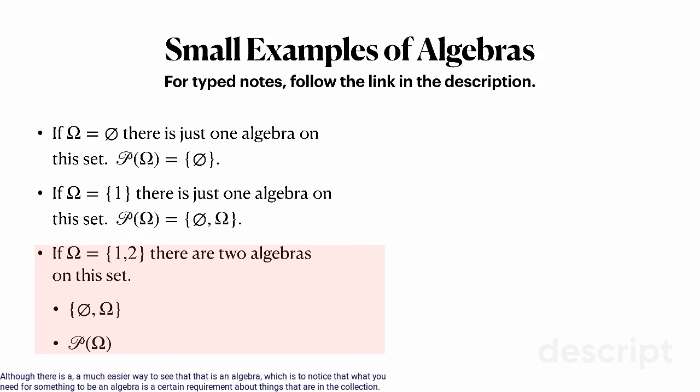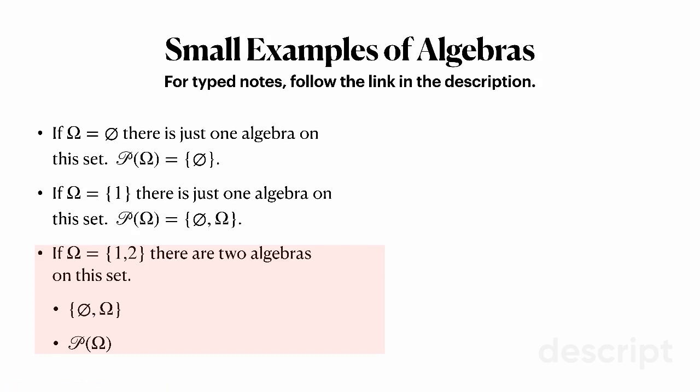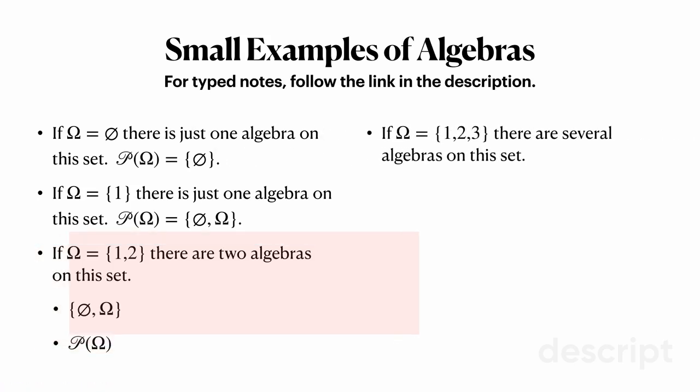Although there is a much easier way to see that that is an algebra, which is to notice that what you need for something to be an algebra is a certain requirement about things that are in the collection. Well, the power set has everything. So trivially, is it going to contain omega? Yes, because it contains everything. Is it going to be closed under complement? Yes, because if any set is in it, its complement must also be in it because the power set contains everything. So of course it contains that. And likewise for closure under unions.